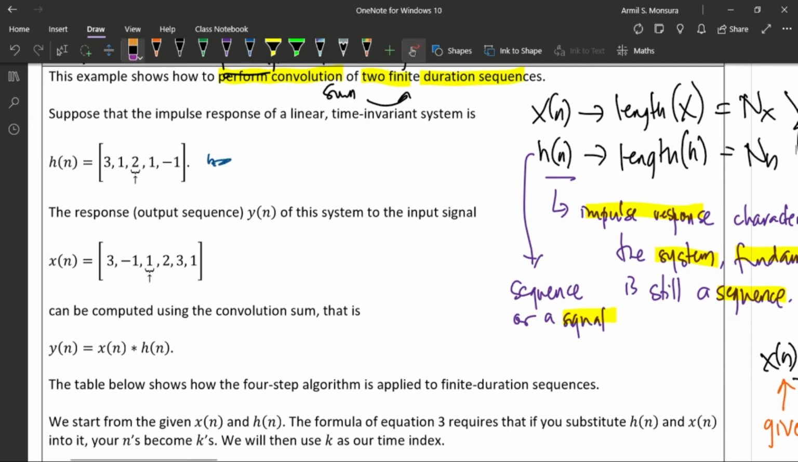Is from negative 2 hanggang 0, 1, 2 hanggang 2 siya. While itong, so this is your nh. Tapos while your xn is defined from negative 2 hanggang 0, 1, 2, 3 hanggang 3. So yun yung nx nyo.